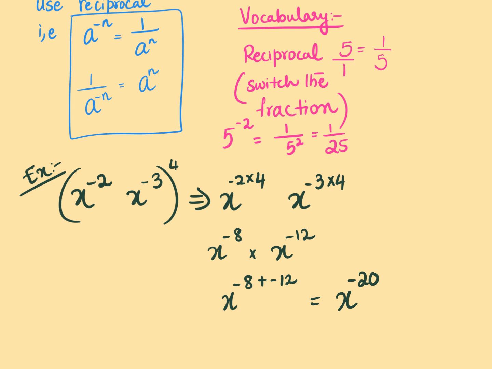But I don't want a negative power. So I'm going to bring in my reciprocal rule. How am I going to switch that to a positive? By writing it as 1 over x to the power of 20. That's it. So this is how I applied 3 different index law rules to get my answer.